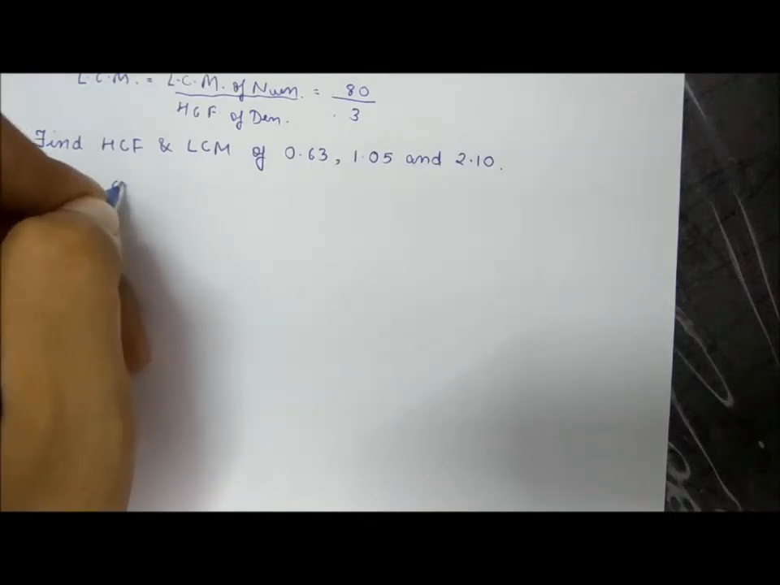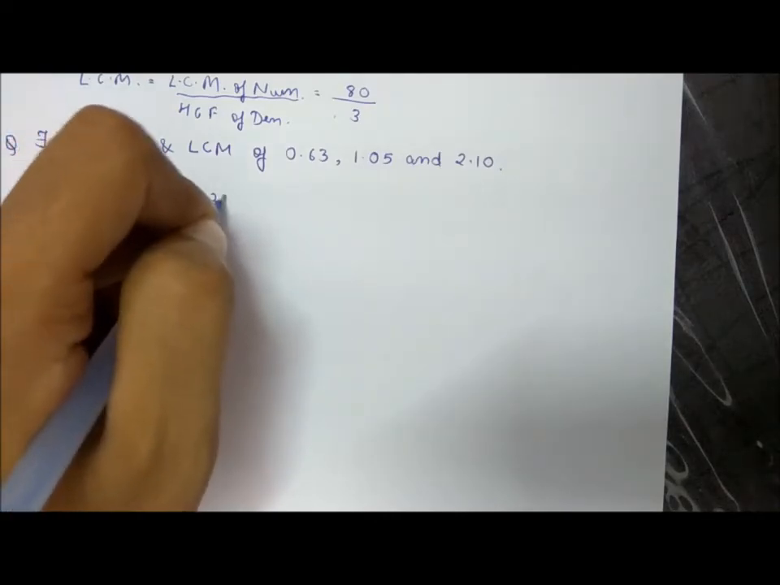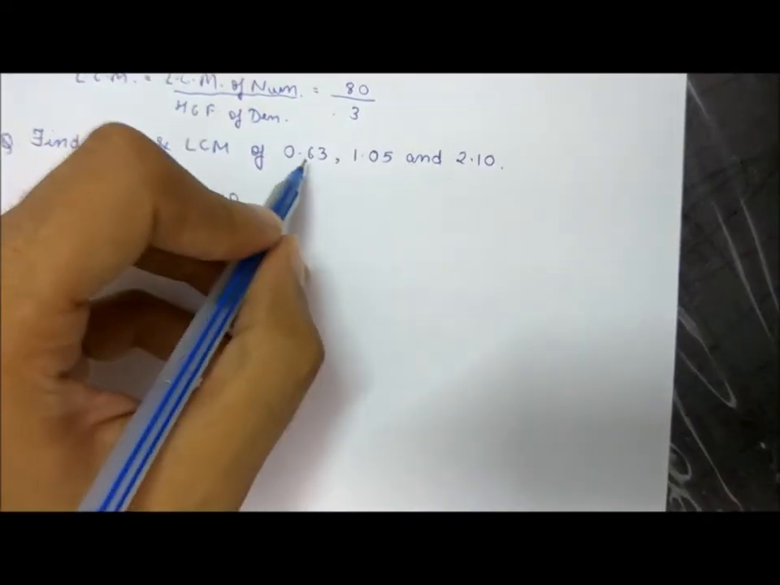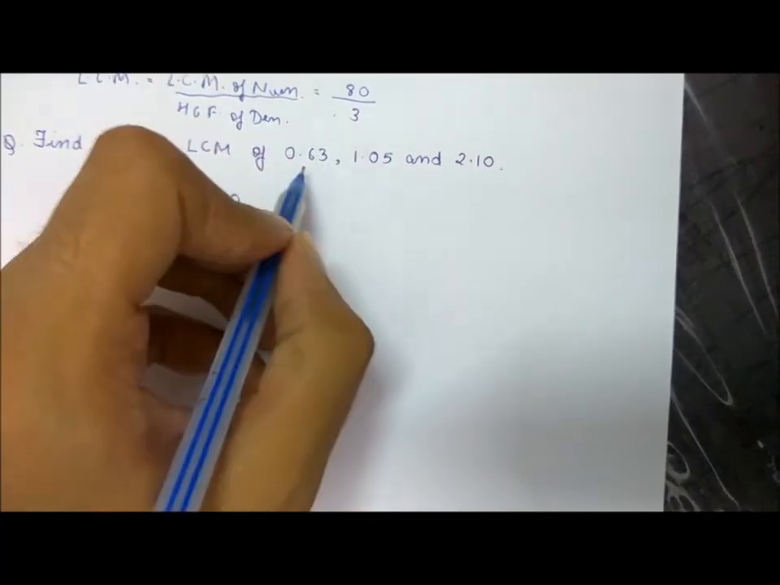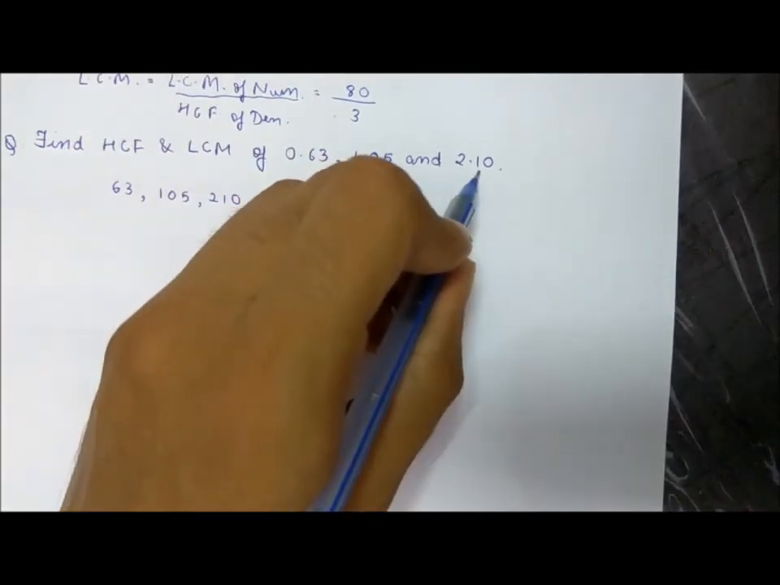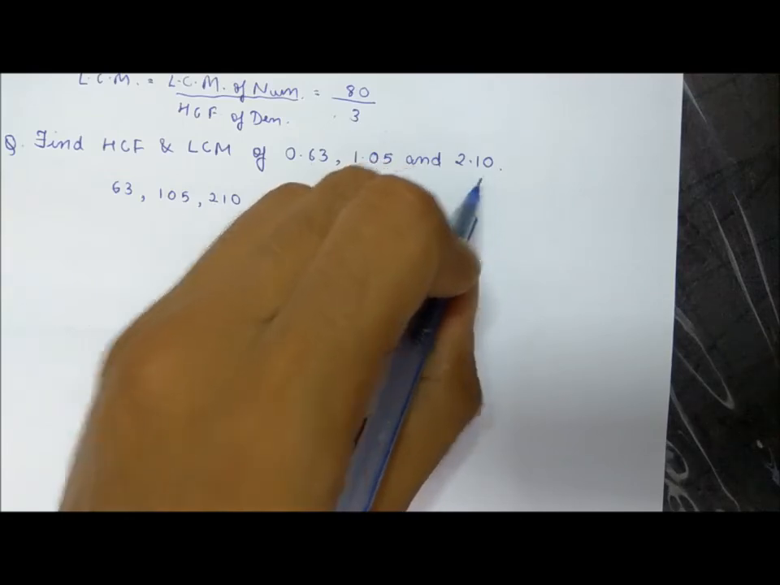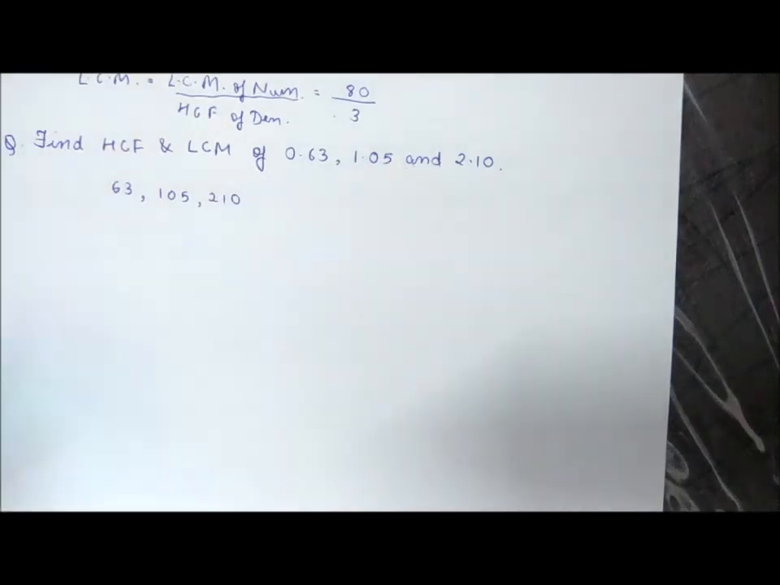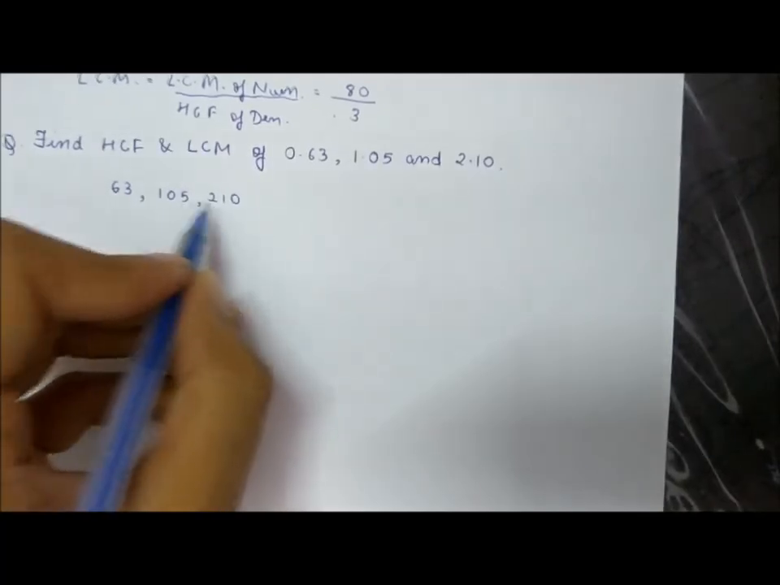Third type, which is the decimal numbers, HCF and LCM of decimal numbers. Here the numbers are 0.63, 1.05 and 2.10. Now, without the decimal places, these numbers can be written as 63, 105, 210. Keep in mind that the number of decimal places would be the same in all the numbers. That is, here it is 2, it's 2. It can be written as 2.1, but it would be 2.10 as the number of decimal places are to be equalized. So the digits would be 63, 105 and 210.